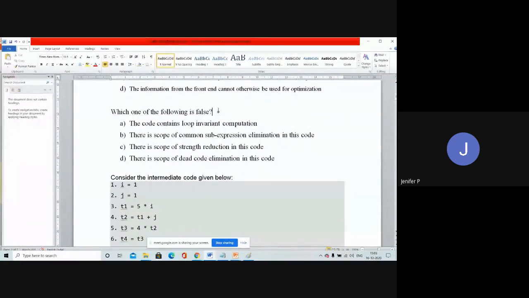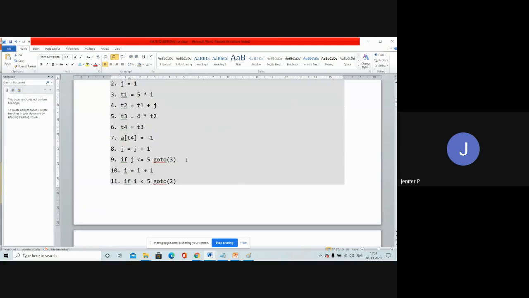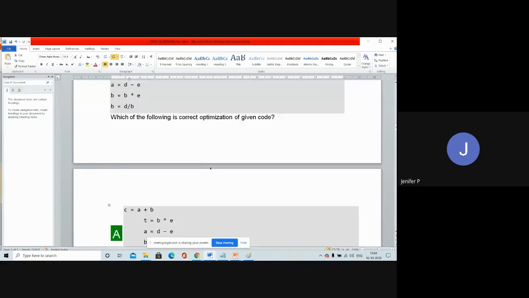So kindly refer to it. In this, what they will do is, they will just give you some code, a set of statements, and ask whether loop invariant is possible, whether common sub expression elimination is possible, whether strength reduction is possible, and whether dead code elimination is possible. Okay, so I think this question, I will show you another similar question.